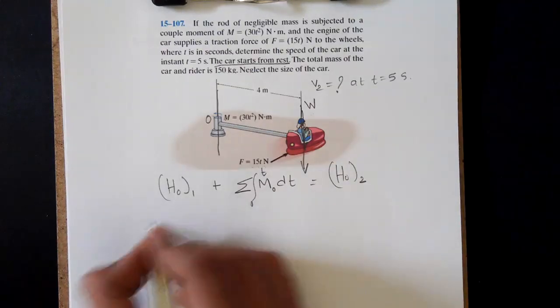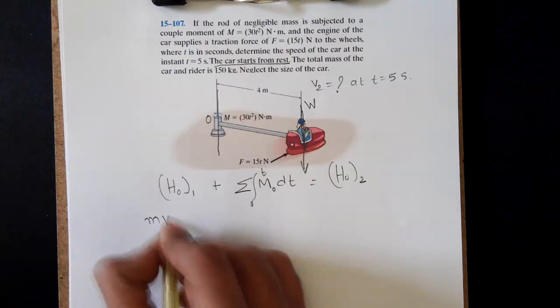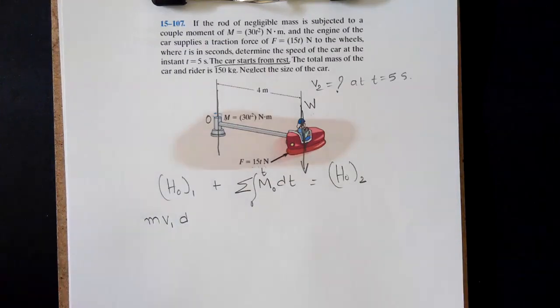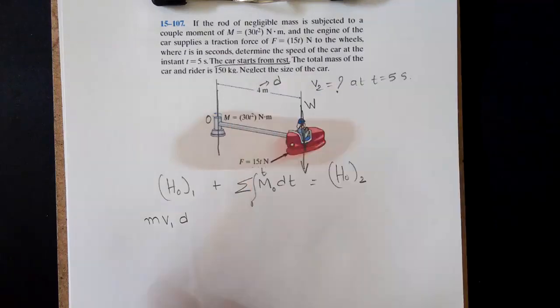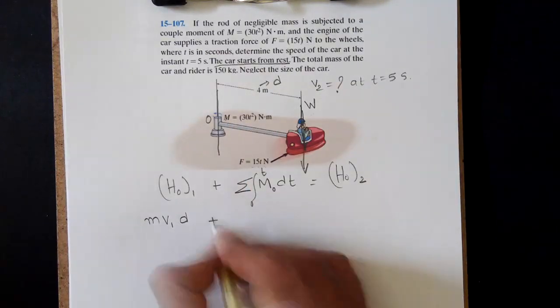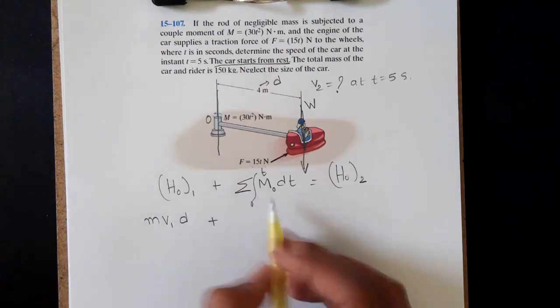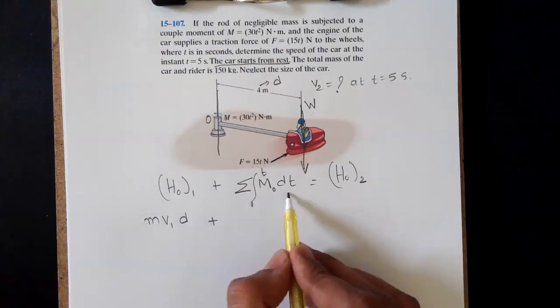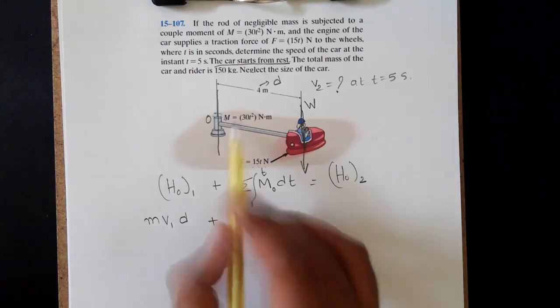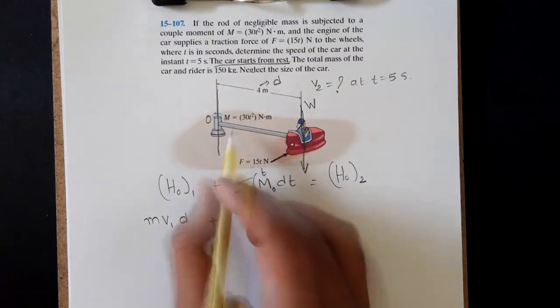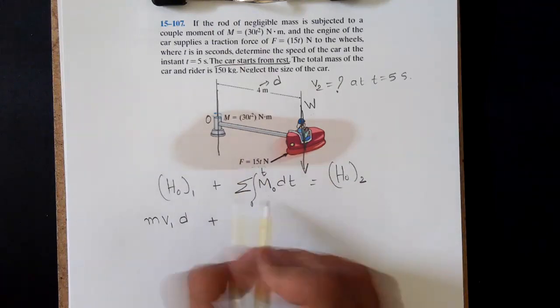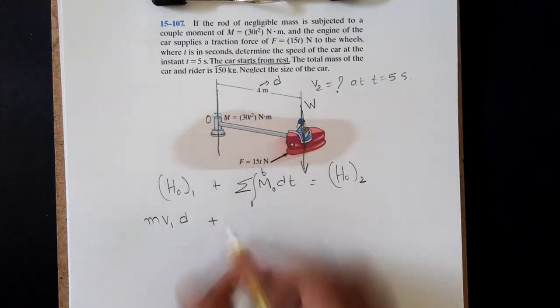Now the equation for angular momentum is mass multiplied by velocity multiplied by distance from center of rotation, and that distance d is 4 meters. This is sigma, so it includes summation of both the integrals of moment from 30t square and this 15t Newton. So I will write two terms for the middle part because it is sigma.